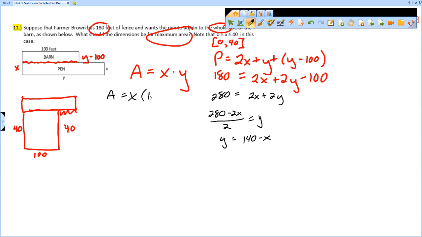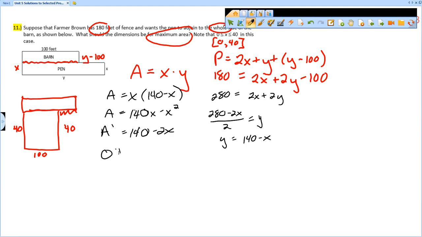So x times 140 minus x. All right, our area is 140x minus x squared. So now I'm going to take the derivative. All right, so I get 140 minus 2x.